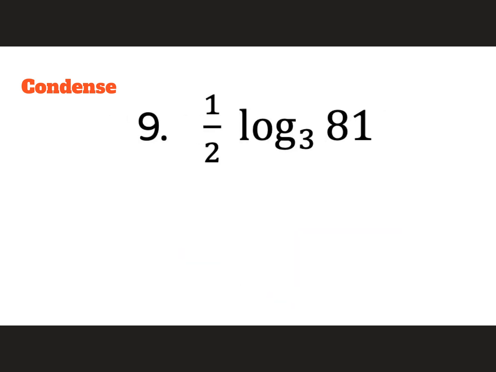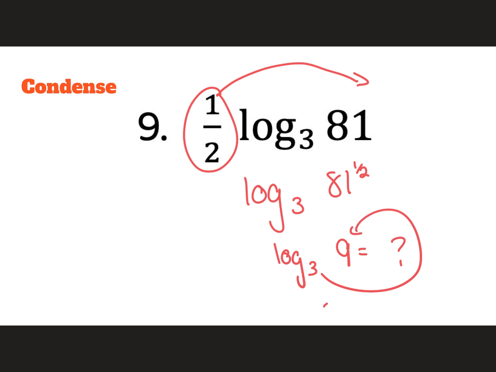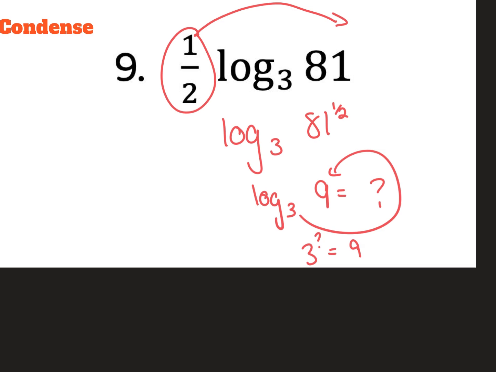So 9, the directions say condense. So what I'm going to do is first take this 1/2 and use my power rule and bring it up to the argument to make this log base 3 of 81 to the 1/2. And 81 to the 1/2 is actually the square root of 81, which is 9. So we have log base 3 of 9, and let's see if we can figure out what that equals. This is really saying 3 to some power equals 9, and that would be 2. So this all equals 2.